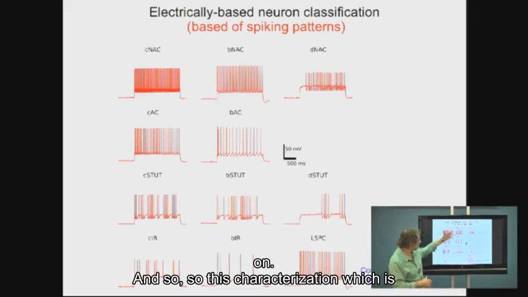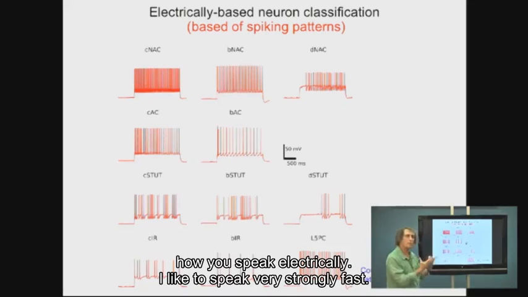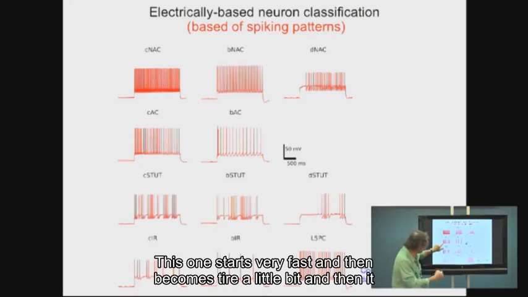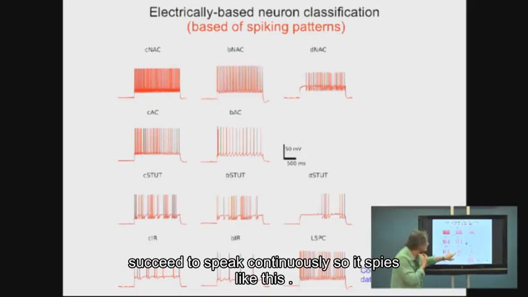And so this characterization is independent of the morphology; the morphological characterization is just based on shape, while this is based on how you speak electrically. I like to speak very strongly, fast. I like to speak more regularly. I'm a solid person. This one starts very fast and then becomes a little bit tired, and then fires less. This one is completely stuttering. He doesn't succeed in speaking continuously, so he spikes like this.